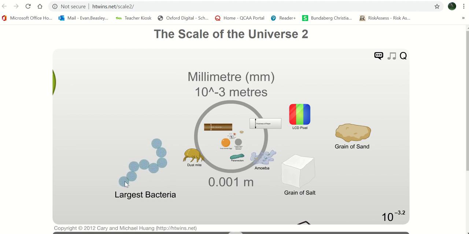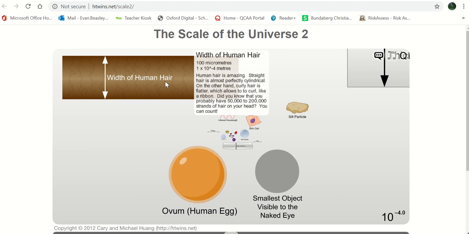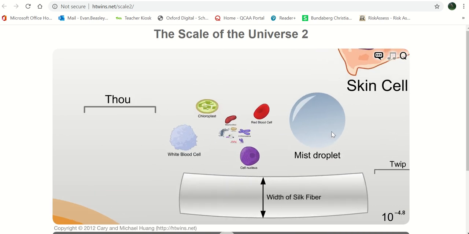Our largest bacteria are about 1 millimetre in size, or actually about 1/3 of a millimetre. A grain of salt, you can still fit a few grains of salt in a millimetre. Let's go even further. The width of a human hair, let's click on that. That's about 100 micrometres, which is about 1/10 of a millimetre. Now a micrometre is 1/1000th of a metre. So we are getting really small.